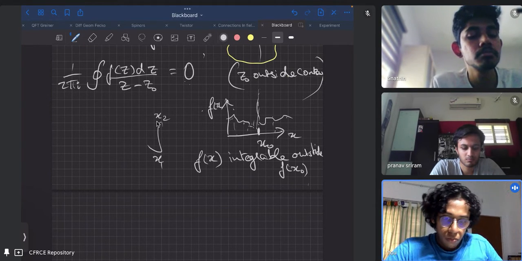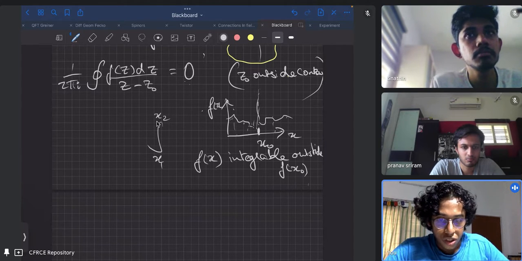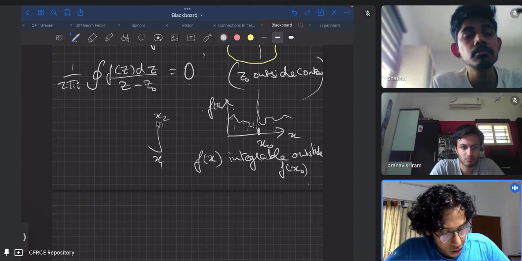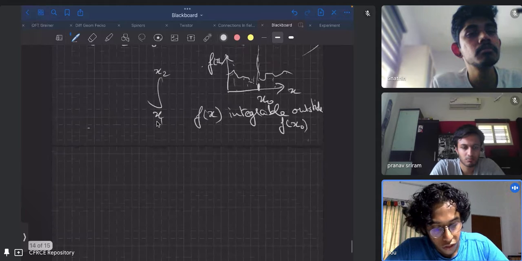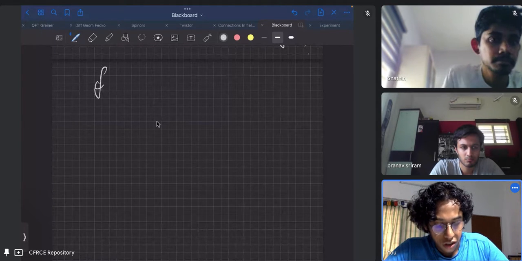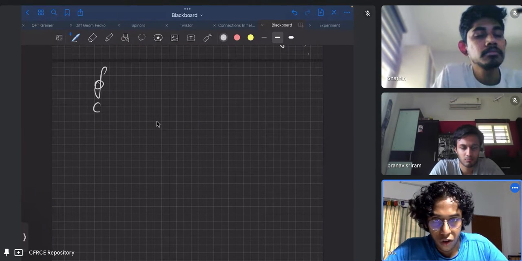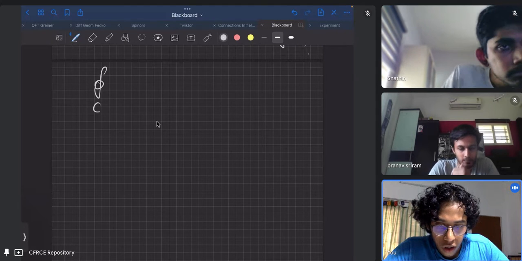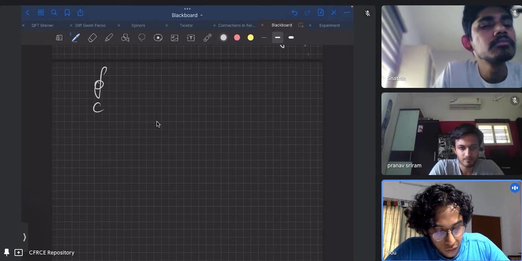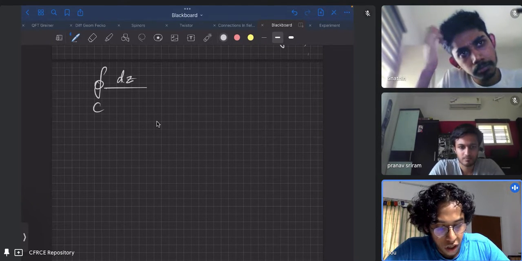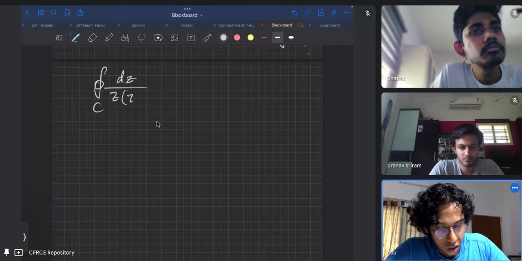So now let's do a simple example. Let's say we want to find the integral over some contour of dz by z into z plus 2.